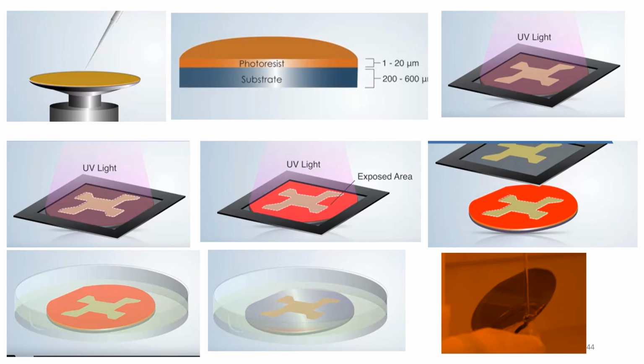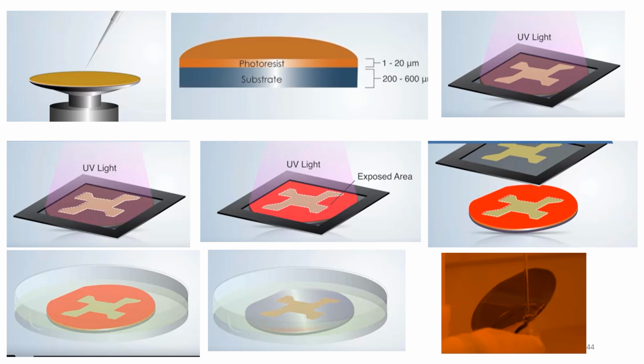And then you have a mask, with UV light hitting the mask. Only those regions around the metal are intact, the other things are exposed, and this is the exposed area. Once you develop it, this is how it's going to be.